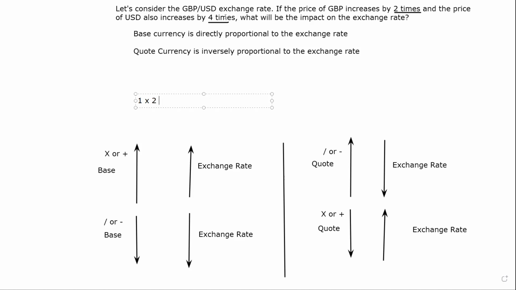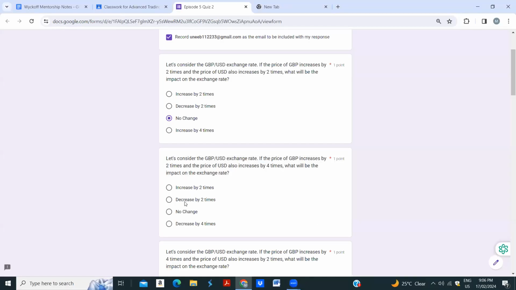So we're going to divide by 4, because when the quote currency is increasing, we're going to either divide or minus. So we're going to perform this operation and find the value. 1 into 2 is 2. 2 divided by 4 is 1 divided by 2. So what will be the answer? The answer is that the price decreases by 2 times, because it is 1 divided by 2.